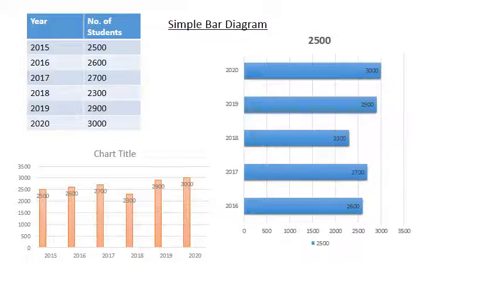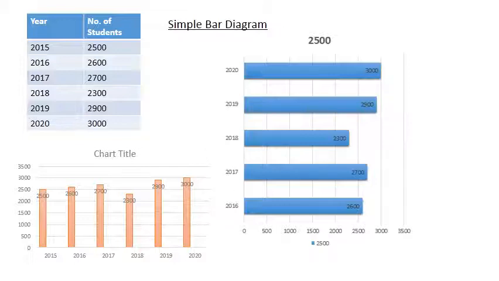Both examples are given here. Say we have data on the number of students in APS Udhampur in the past 6 years: in 2015, 2500; 2016, 2600; 2017, 2700; 2018, 2300; 2019, 2900; and 2020, 3000 students. Now you are going to present this data in the form of a bar diagram, either vertical or horizontal, one and the same thing.